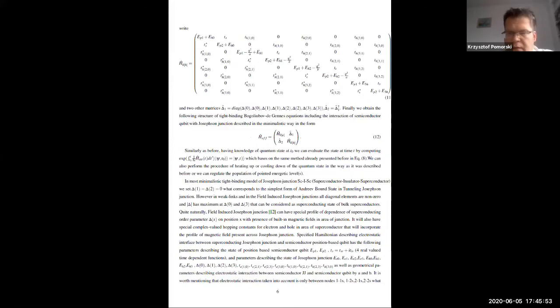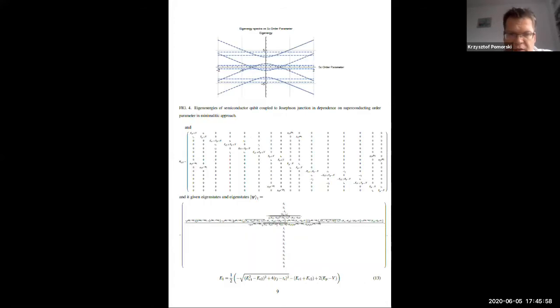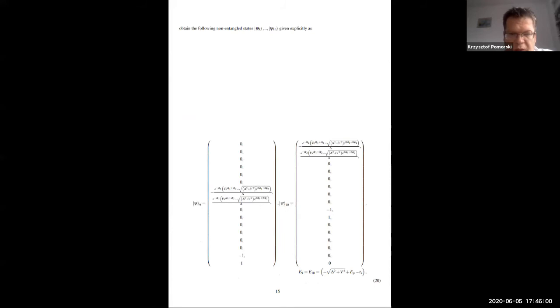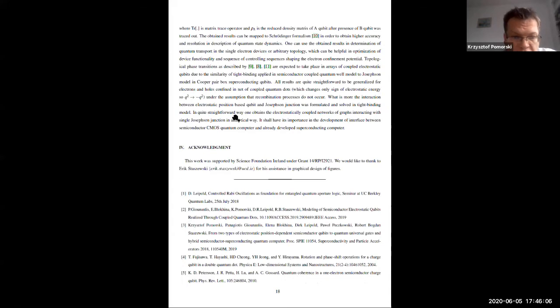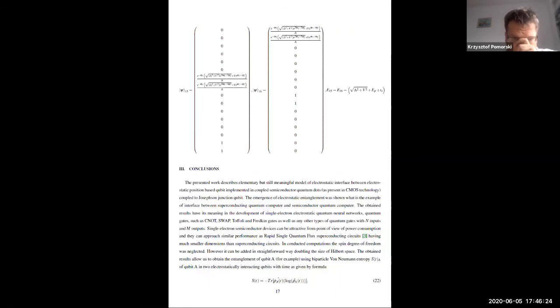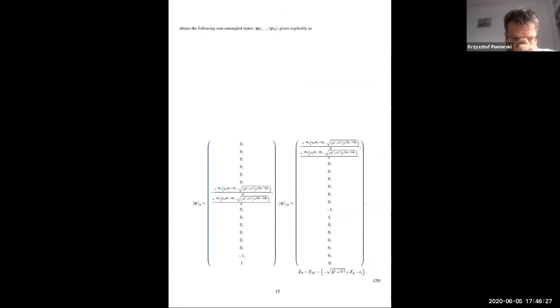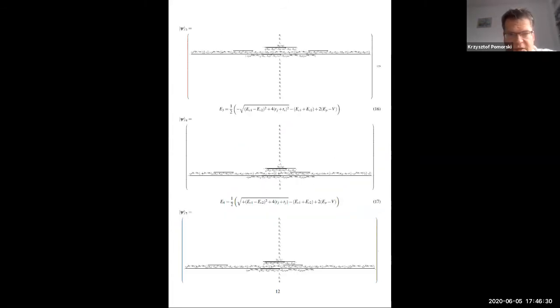There's some paper with an analytical description of two single electron lines that I will cite at the very end of this. Also there was some work of Bartłomiej Szafran from AGH, and some work of my collaborators like Panagiotis Gounalis and Elena Blokhina on that topic. Okay, so let me move to the description of these entangled states.